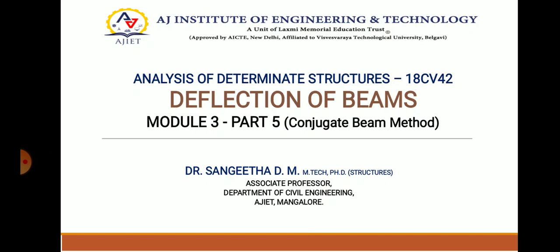This is part 5. In the previous 4 parts, that is part 1, part 2, part 3 and part 4, we have studied Macaulay's method, moment area method and some introductory portion about conjugate beam method. We have solved several numerical problems with uniform cross section and varying cross section of the beams subjected to point loads and UDLs, and we have evaluated deflections and rotations in the beams. Today we will be moving ahead with conjugate beam method.